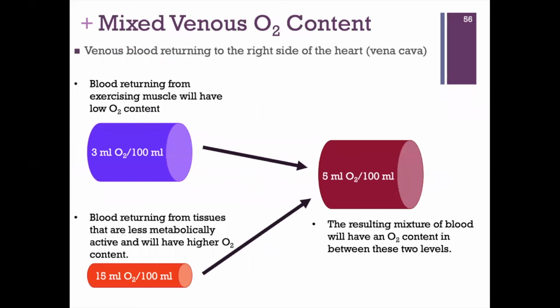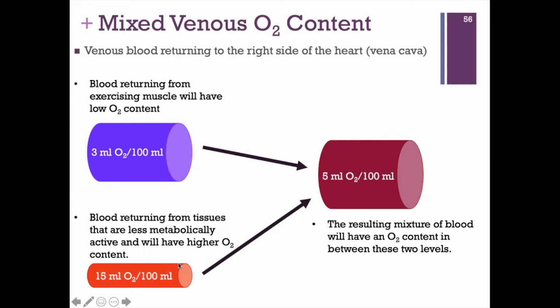So let's just look at a picture of this to get an idea. Venous blood returning from the exercised muscle will have a lower oxygen content, about 3 milliliters of oxygen per 100 milliliters of blood. This is because we were dropping off more oxygen to those working muscles. But blood returning from tissues that aren't really active, like our digestive system and our kidneys, is more like rest, which is around 15 milliliters of oxygen per 100 milliliters of blood.